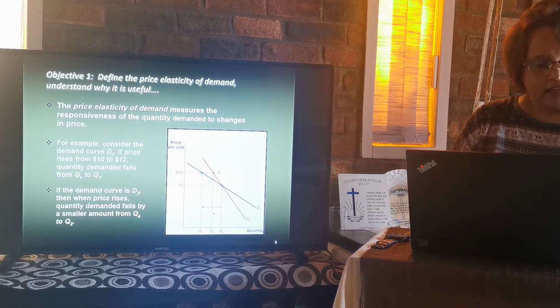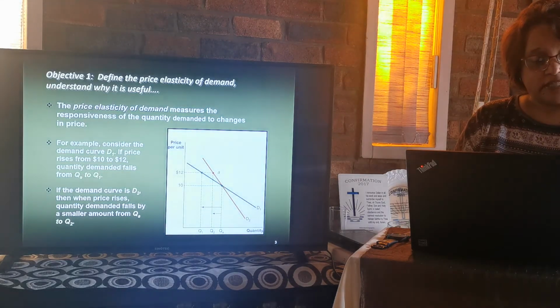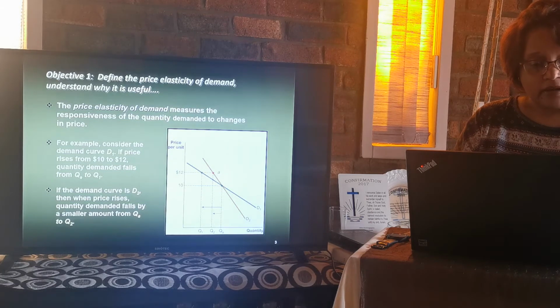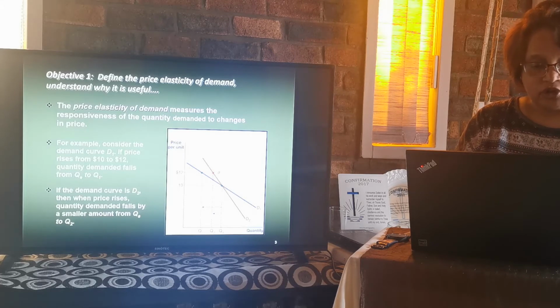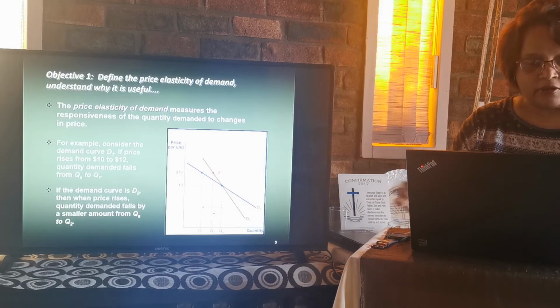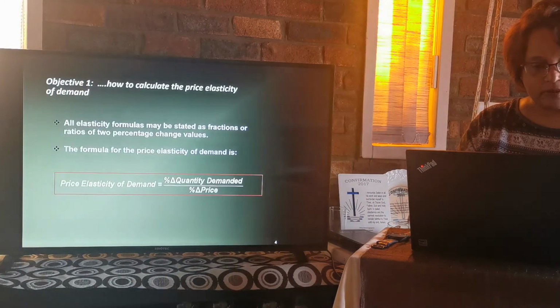So, there's an example. Consider the demand curve D1. If the price rises from $10 to $12, we know that the demand falls between Q1 and QA. Okay, from QA to Q1, like I've indicated previously. I think we're clear about that. I have explained. Let's look at the next one.